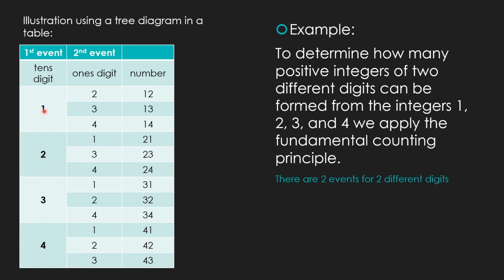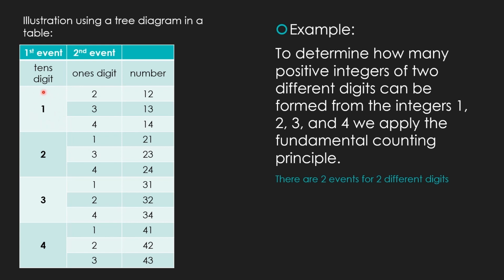Now, if 1 is being chosen, the possible numbers for the second digit, which is the ones digit, would only be 2, 3, and 4. Because again, there is a particular condition that we have to achieve. It has to be different digits, two different digits. So if 1 is chosen, the second digit has only how many? There are only 3 possible choices if 1 is already chosen. So 1 is not anymore included in the second event because 1 has already been chosen in the first event.